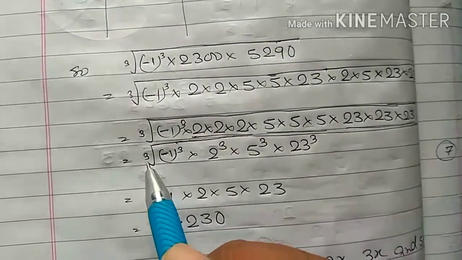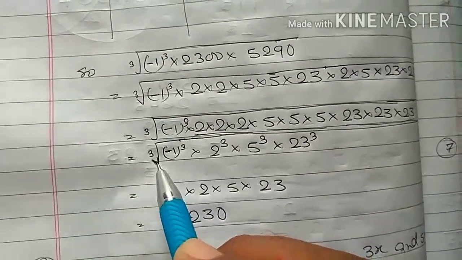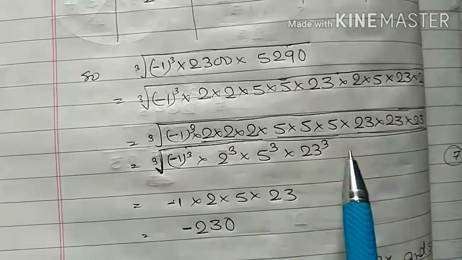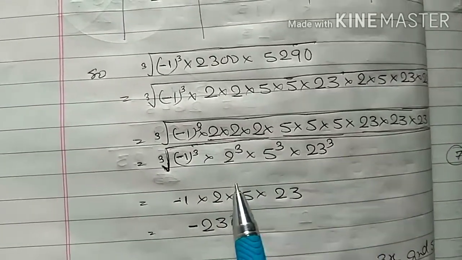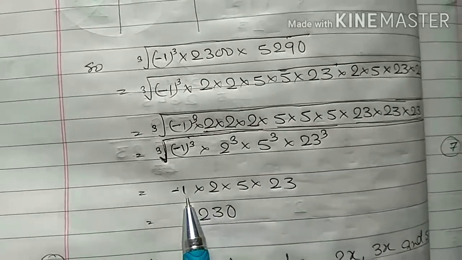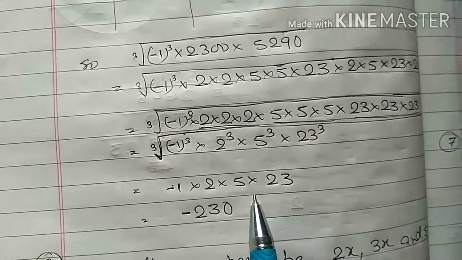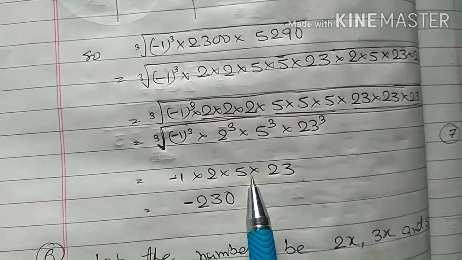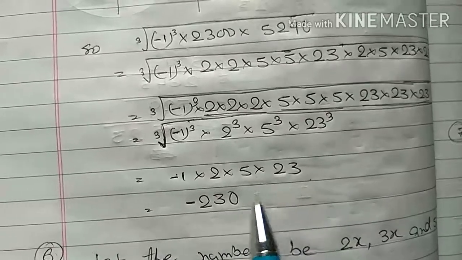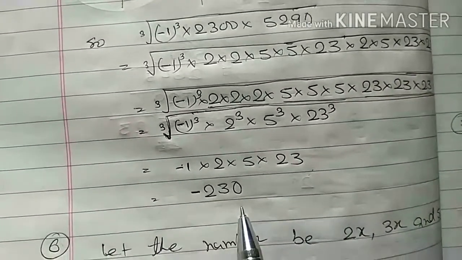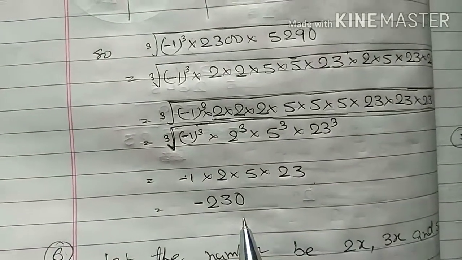So after removing the cubic root, it will also remove the power of cube from the given value. So what remains here? Minus 1 into 2 into 5 into 23. So 2 into 5 becomes 10, 10 into 23 becomes 230, and with minus 1 it becomes minus 230. Okay, by this way you can solve this question.